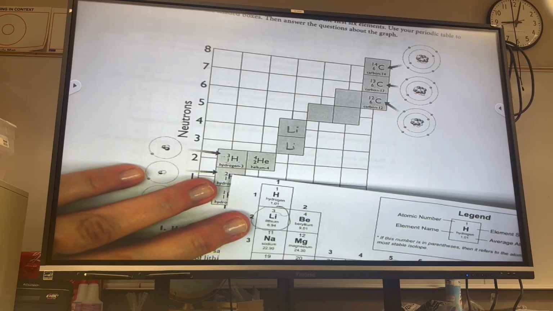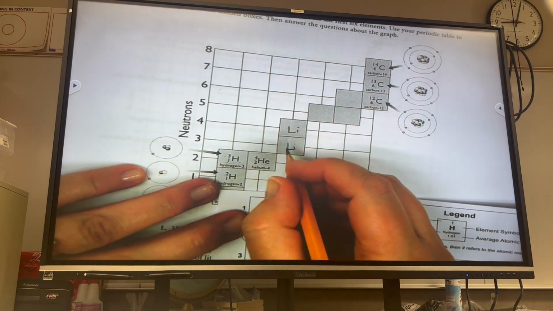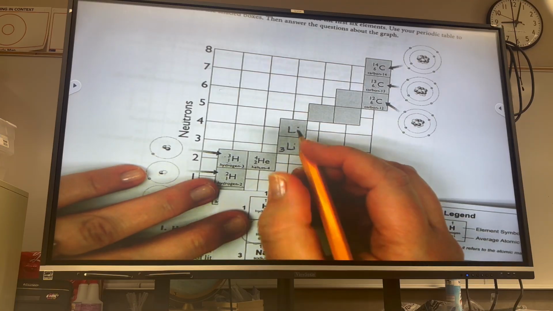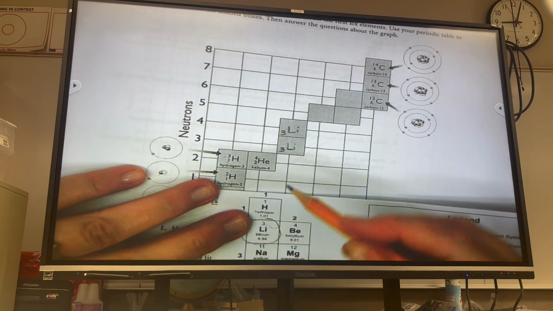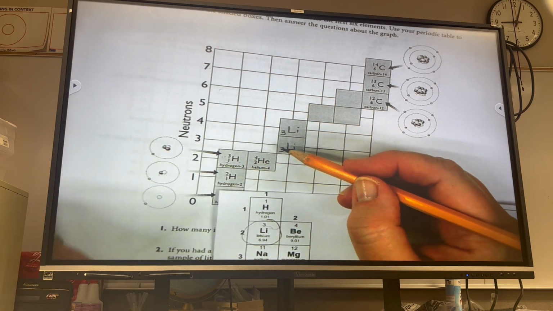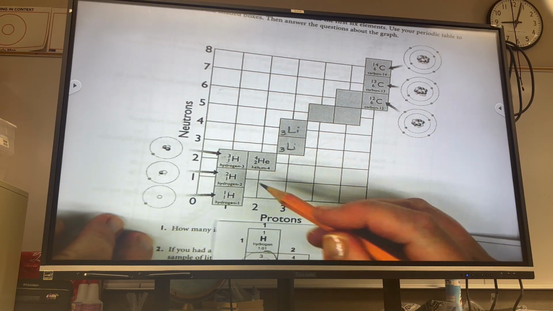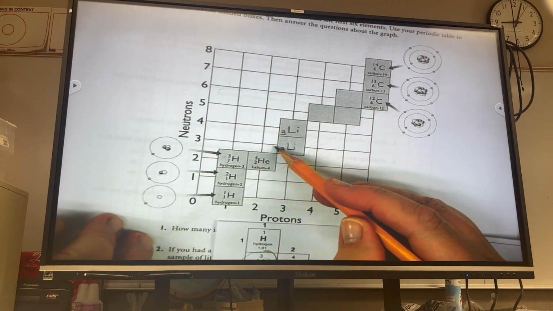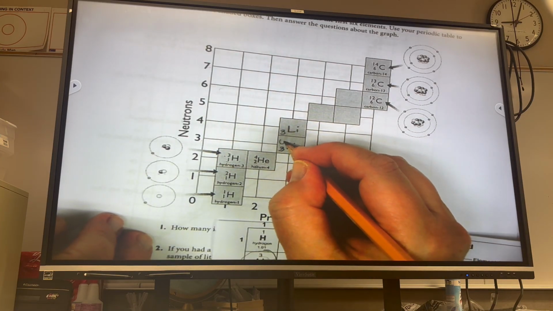And then we would fill in the numbers here and here. So both of them are going to have 3 on the bottom because to be lithium, you have to have 3 protons. The bottom number is the atomic number, the number of protons. The top number is the mass. So it's the number of protons plus the number of neutrons. Number of protons is 3. On this one, the number of neutrons is 3. What's 3 plus 3? 6.